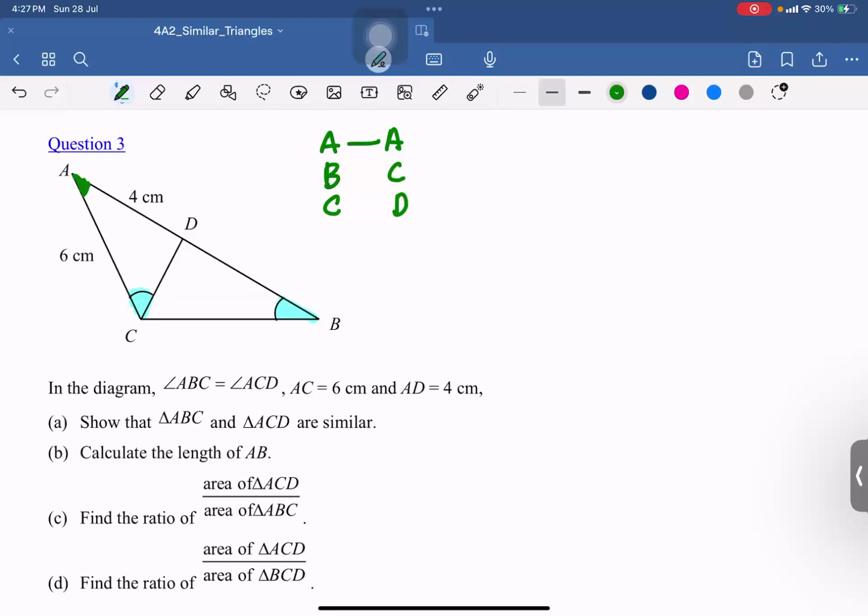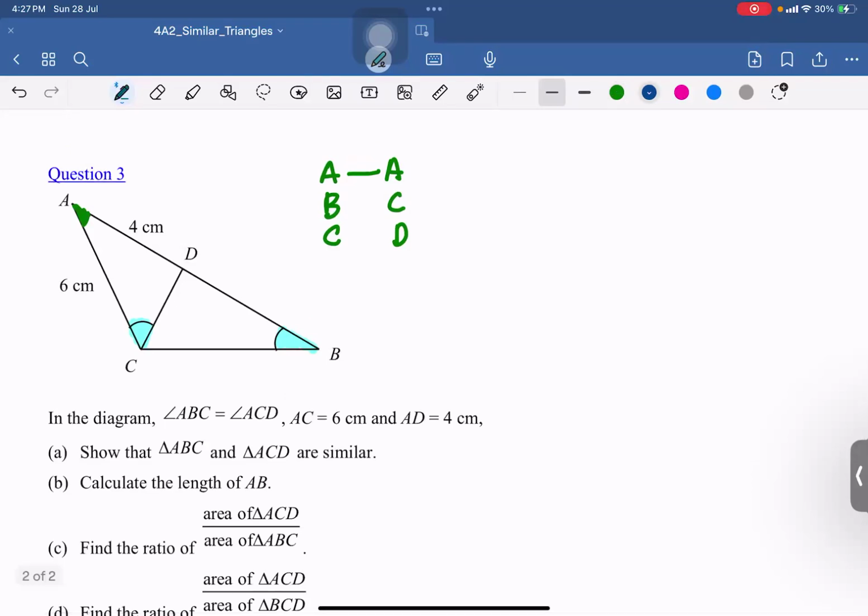And angle CAD. Oh, this is also angle A. They share a common angle. They are the same exact angle, correct? So in this case, I'll write down the first reason. To show similarity, I just need how many angles? I just need 2 angles to be equal to each other, right?